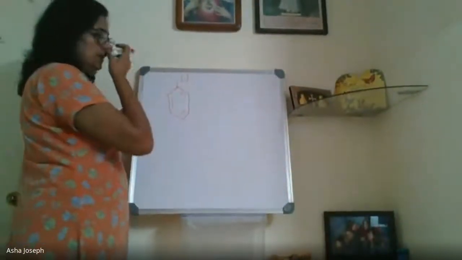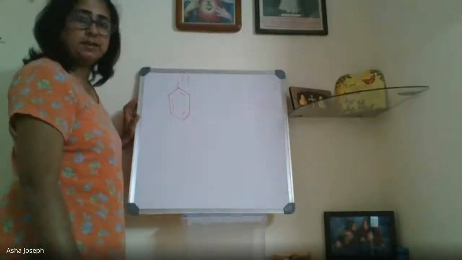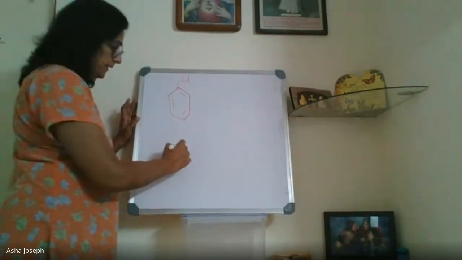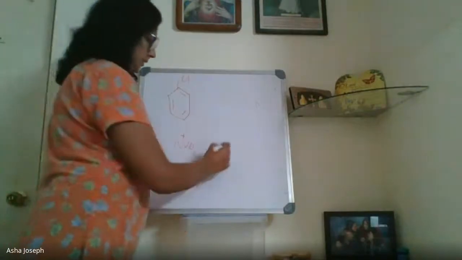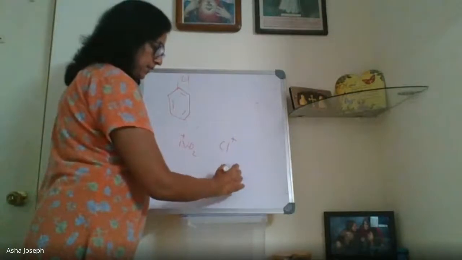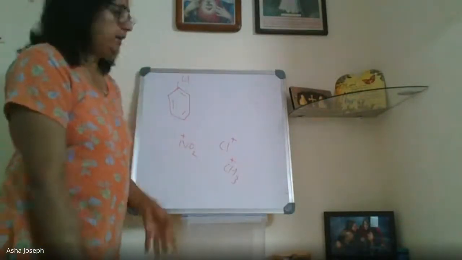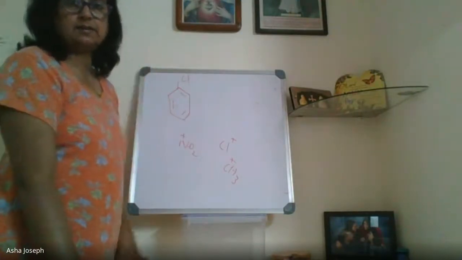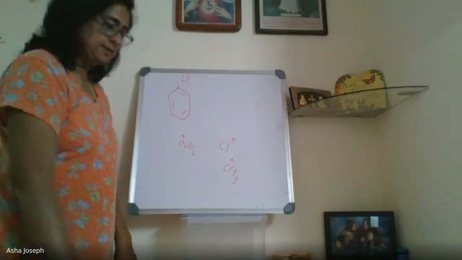Okay, so electrophiles are electron loving, so they will be positively charged. Suppose the reaction is nitration, the electrophile is NO2 plus, isn't it? Suppose it is chlorination, the electrophile is Cl plus. Alkylation, the electrophile is CH3 plus. So the electrophiles will be positively charged. It will come and attack the carbon where there is negative charge. So that is why we say they are electrophile, electron loving, isn't it?